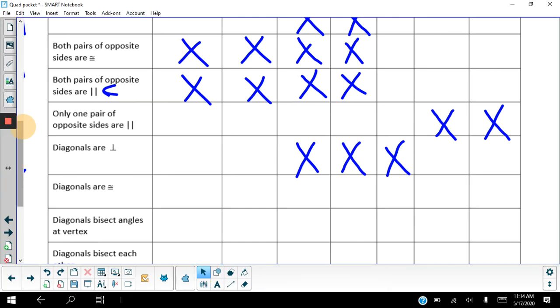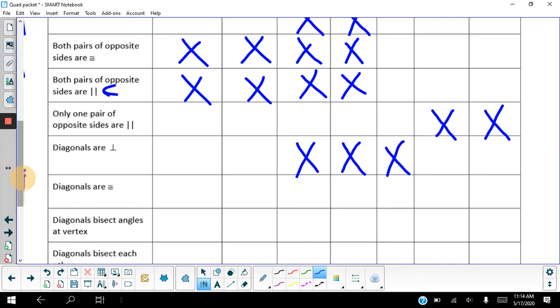Okay, so last couple ones. Diagonals bisect angles at the vertex. Okay, now that is going to be true in a rhombus, and it's also going to be true in a square.